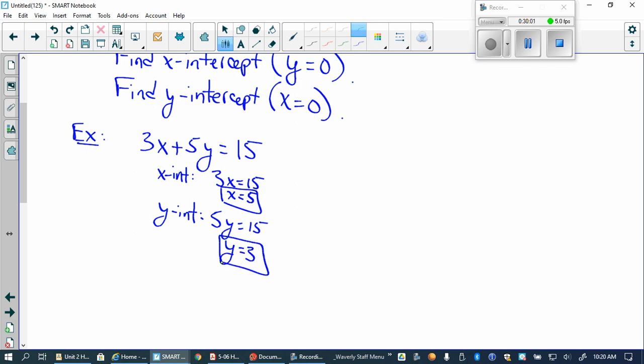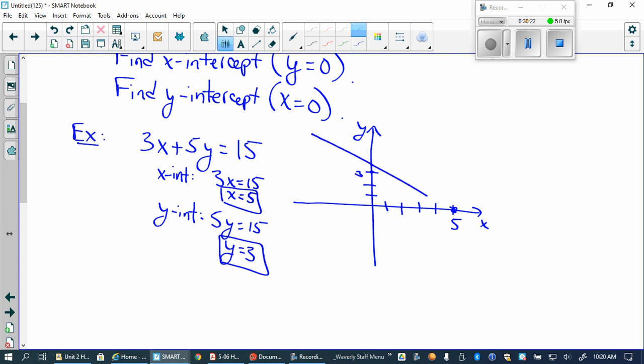Let's make a quick sketch over here. X, Y. What was our x-intercept? 5. Put a point. What was the y-intercept? That's a y of 3. Put a point, right? And take your straight edge. There's another way to graph a line without having to put it in mx plus b form.